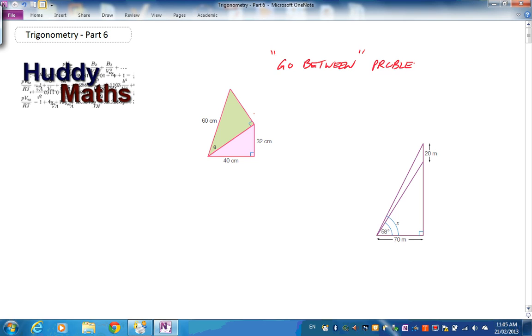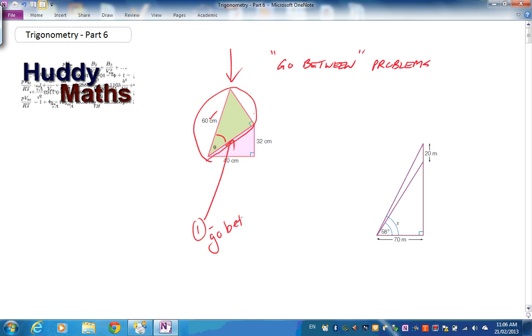Let's have a look at the first diagram down here, this one. Can you see that in this triangle here we want the angle theta? And can you see also that we only know 60? To find an angle by now, you should know that we need two sides: opposite over hypotenuse, adjacent over hypotenuse, opposite over adjacent. And we don't have that. So I reckon we will need to find this side first. That's going to be our go-between side.